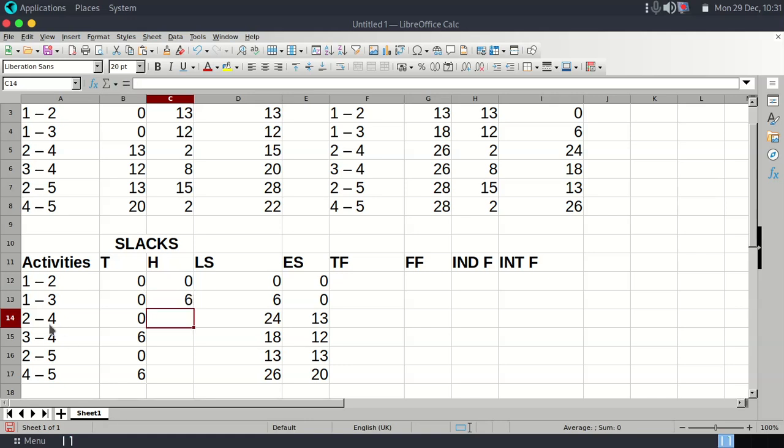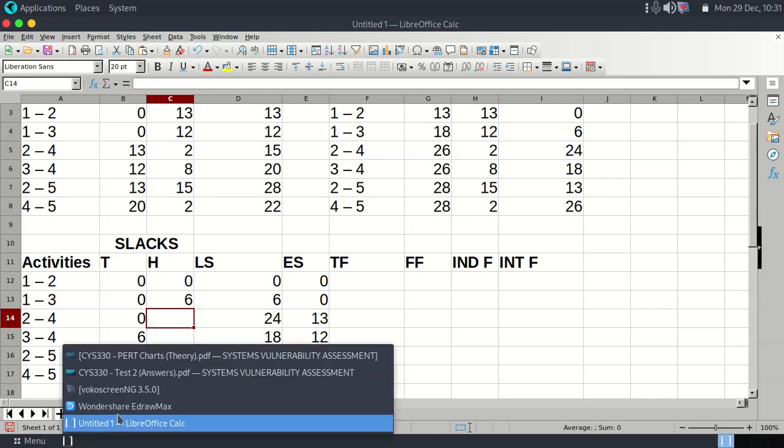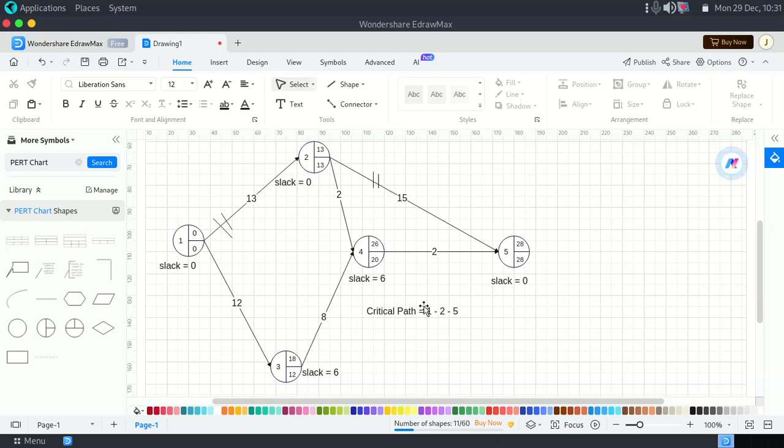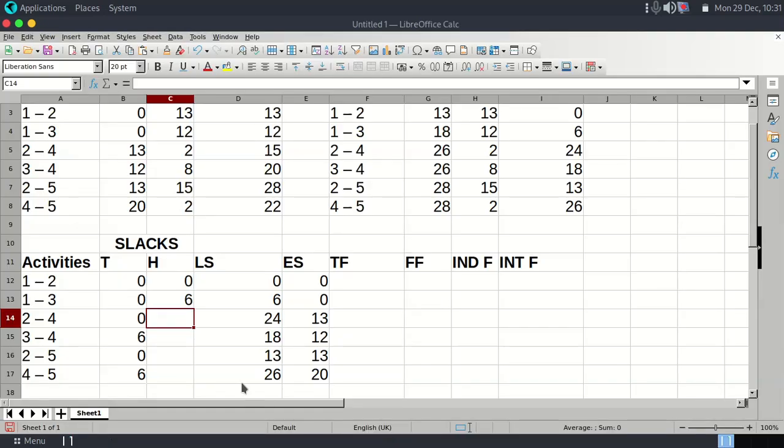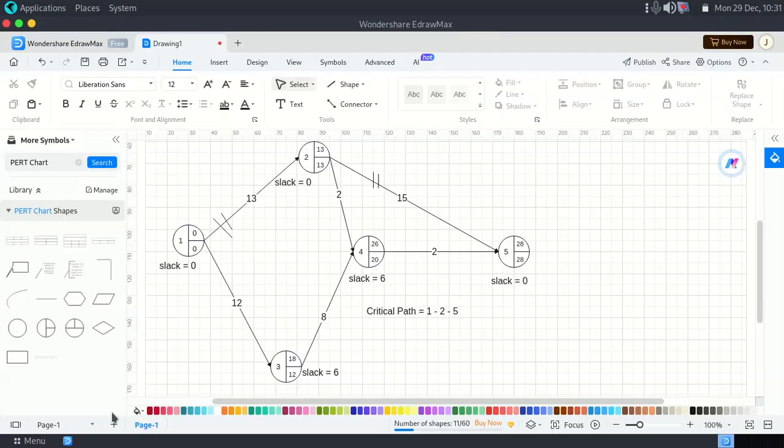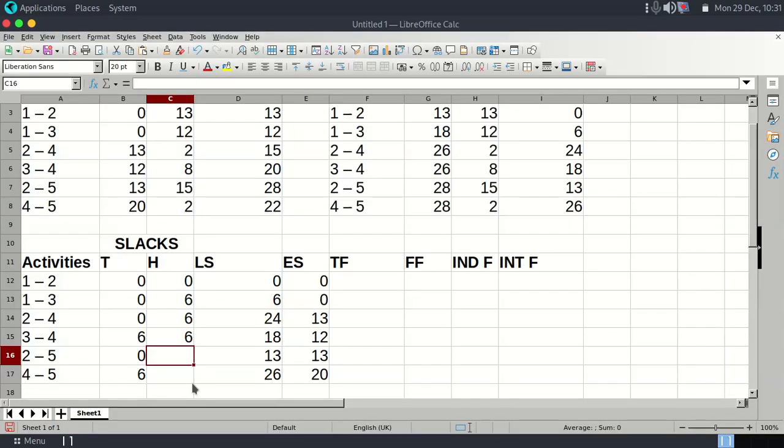Then we have 4. What's the slack for node number 4? The slack for node number 4 is 6, so there we put 6, and here we put 6 again, because here we also have 4. Now what's the slack for 5? The slack for node number 5 is 0, so here we put a 0, and here we put a 0. You can see that 5 has a slack of 0.